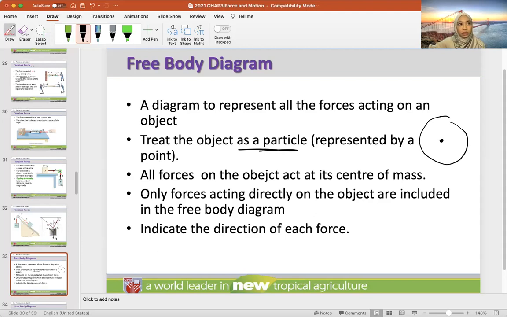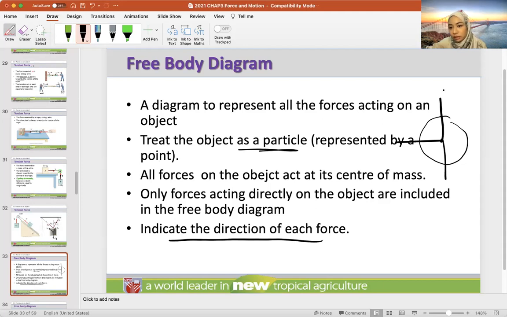Contohnya, forces yang dalam objek internal macam vibration of atoms, kita tak masukkan dalam free body diagram because it's inside. We only put the external forces on the free body diagram, and then we always indicate the direction of force. Let's say awak draw macam ni, dan macam ni friction, and then apa reaction force macam ni, tak ada arah, there's no arrow here, it's wrong.